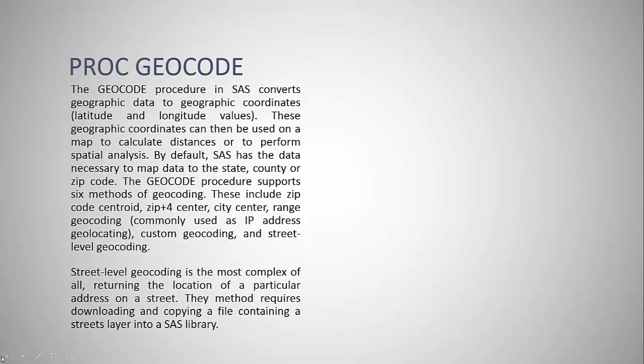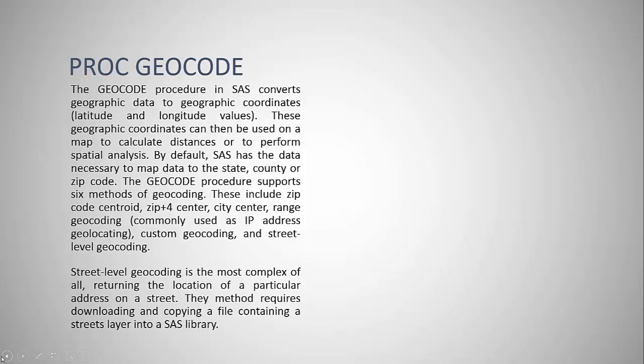The geocode procedure supports 6 different methods of geocoding. These include geocoding to the zip code centroid, to the centroid of the 4-digit addition to the zip code, to the city center, and range geocoding, which is commonly used for IP addresses and geolocating computers. You can do custom geocoding, and you can also do street-level geocoding, which is what most of us are familiar with when we're working with things like Google Maps.